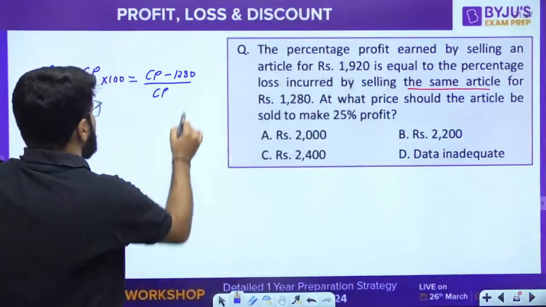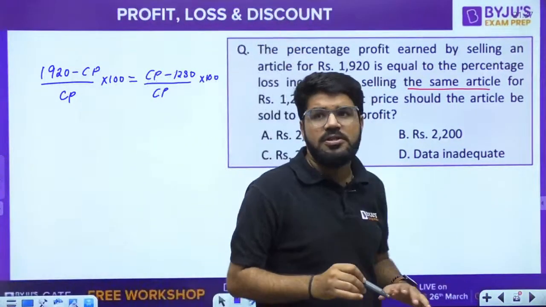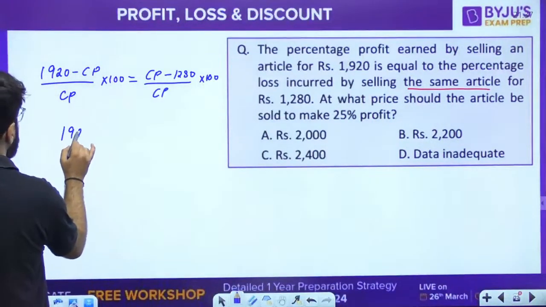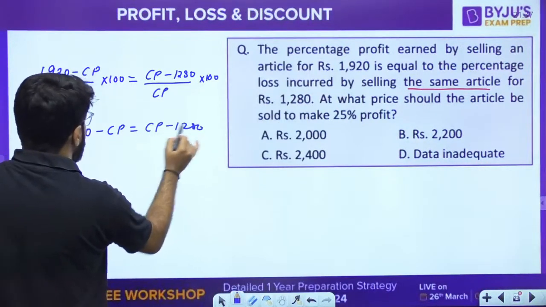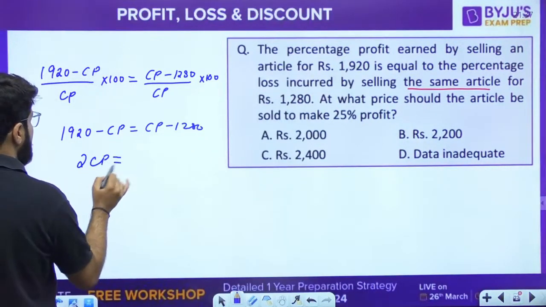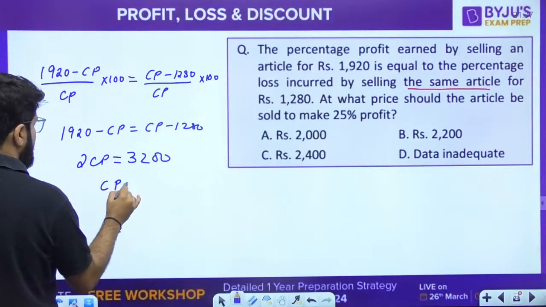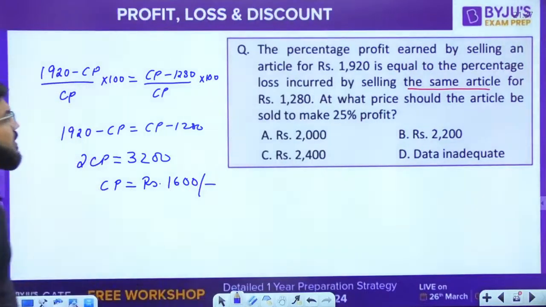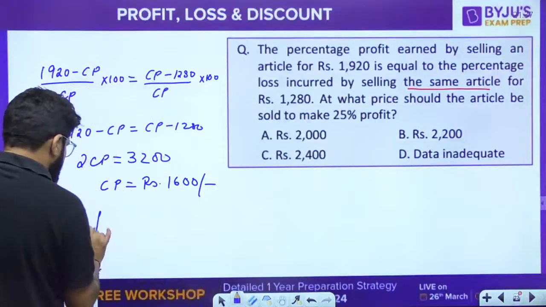The CP will be the same, but it is sold at two different prices. In one we have profit, in the other we have loss. Now CP cancels, 100 cancels. Simple equation: 1920 minus CP is CP minus 1280. So we have 2CP being equal to 3200. So the value of the cost price is rupees 1600 for that article. At what price should the article be sold to make 25% profit?